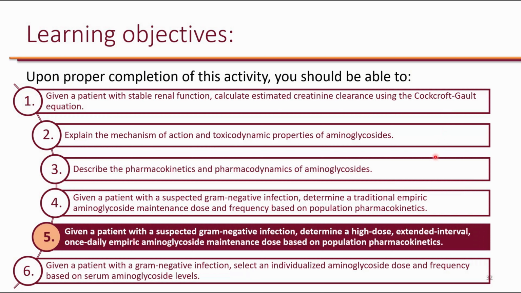We explained pharmacology and PK/PD of aminoglycosides. We also use population kinetics to come up with traditional empiric aminoglycoside dose and frequency. Now, the next learning objective is, given the patient with a suspected gram-negative infection, determine a high dose extended interval once daily empiric aminoglycoside maintenance dose based on population kinetics.